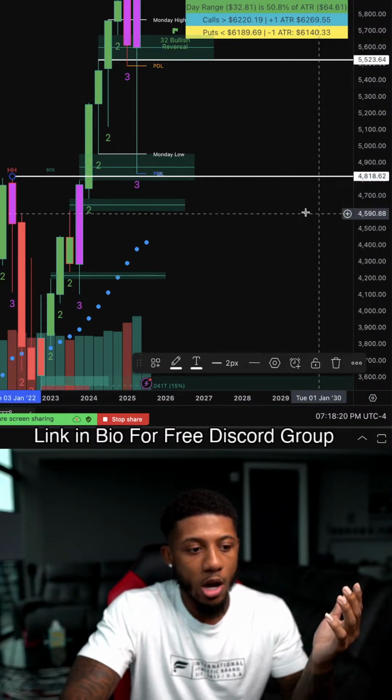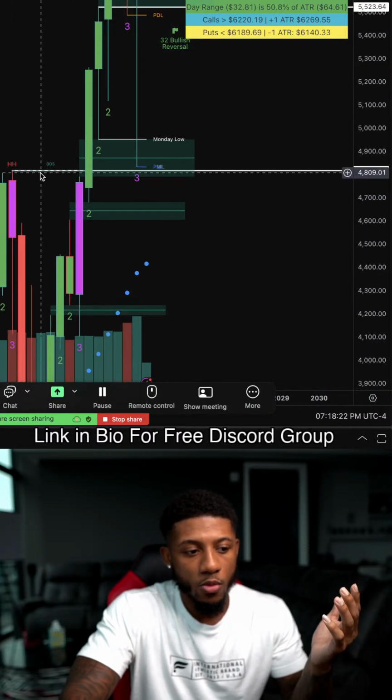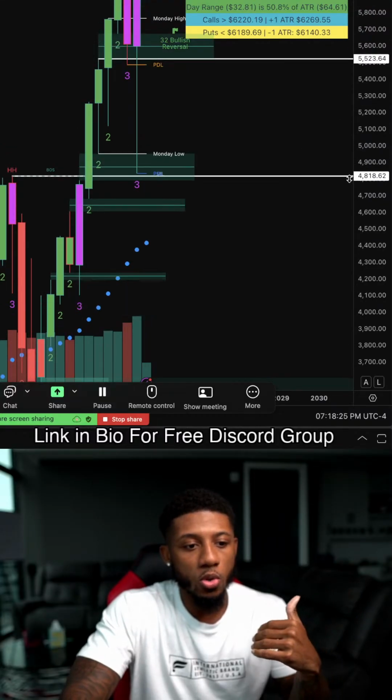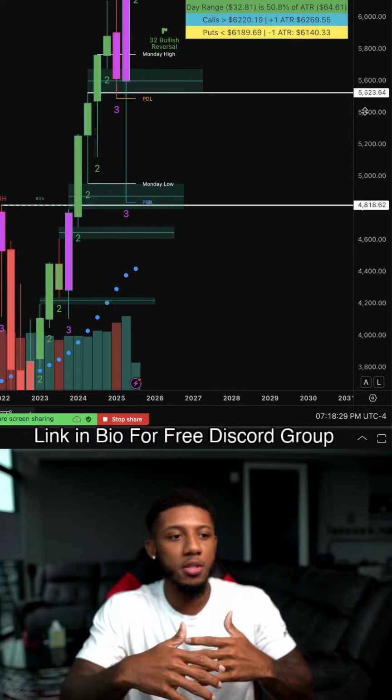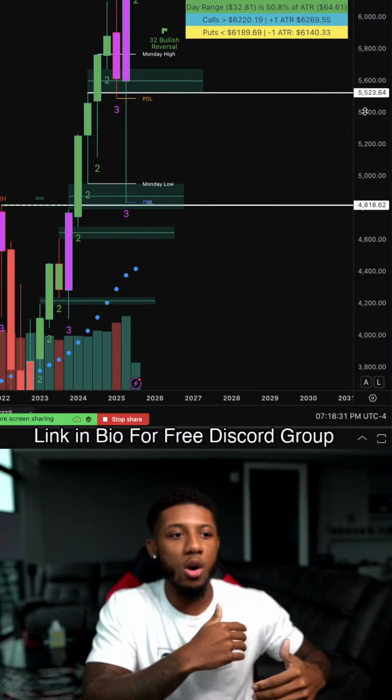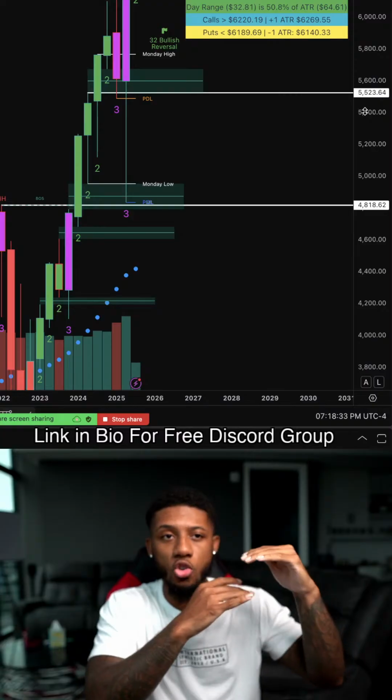Look, notice how price has memory, right? Price has memory. One of the first ways that I started trading was understanding previous support and resistance off higher time frames. And these are going to be the strongest levels.